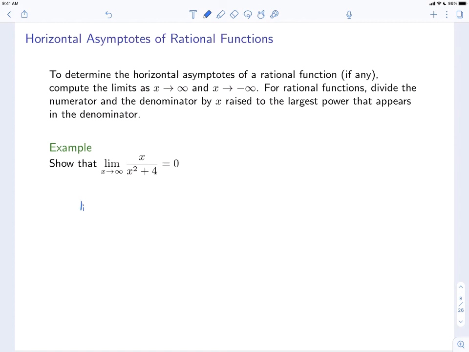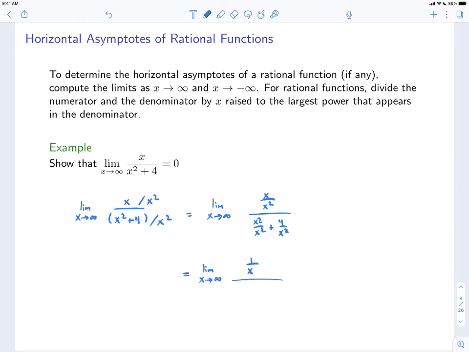Let's just show it. The limit as x goes to infinity of x over x squared plus 4. So we want to divide the numerator by x squared and also the denominator by x squared. So that will give us the limit as x goes to infinity of x over x squared divided by x squared over x squared plus 4 over x squared. And if we simplify this, we'll have the limit as x goes to infinity, and in the numerator we'll have 1 over x divided by 1 plus 4 over x squared.